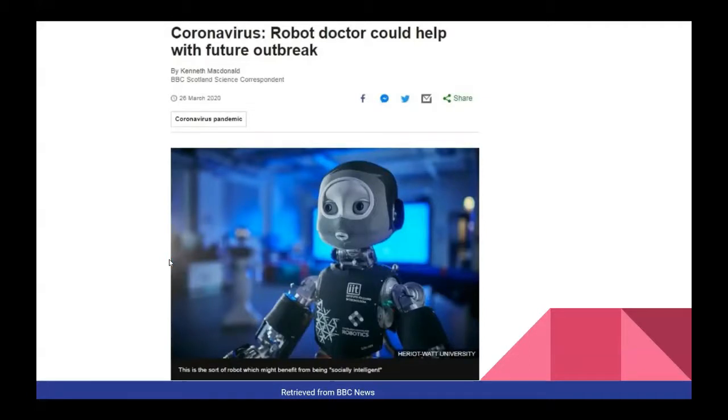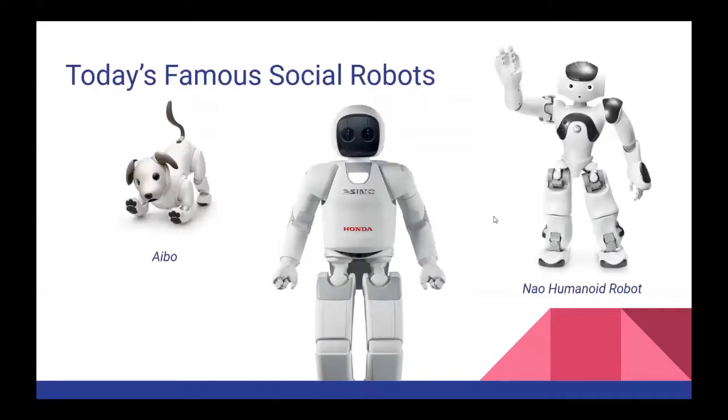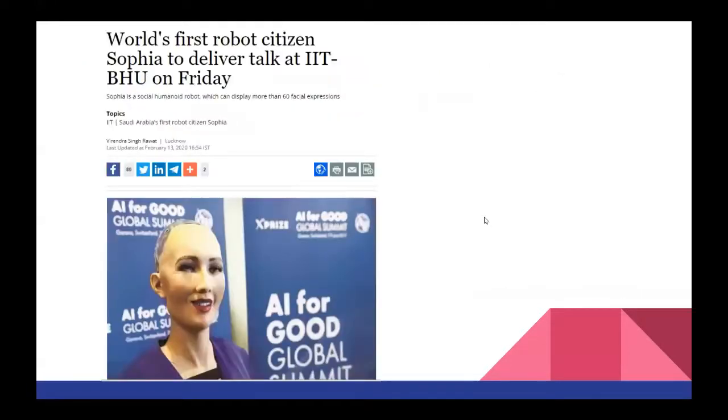Here you can see the robot doctors and their applications in the news. So today's famous social robots consist of Aibo, Asimo, and now humanoid robots. You could be familiar with them. And as you know, Saudi Arabia gives citizenship to a social robot called Sophia.